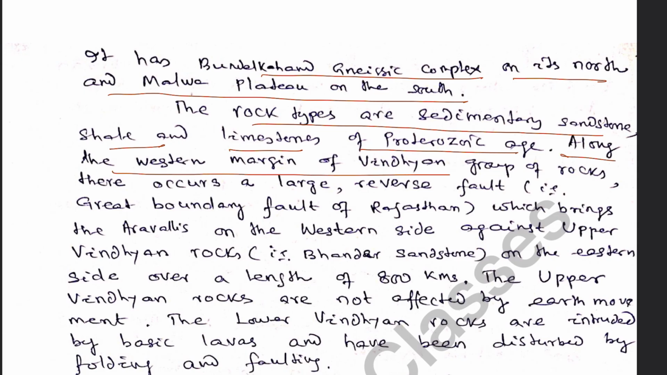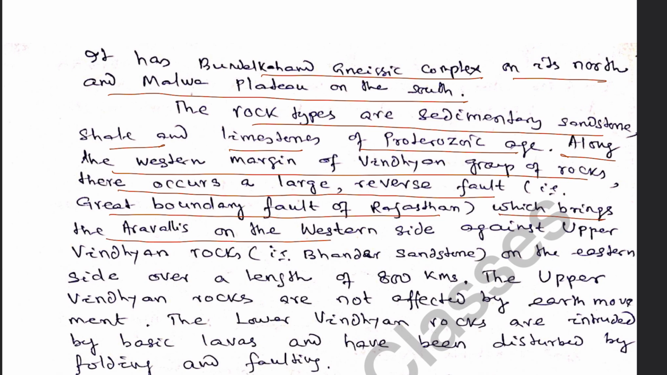Along the western margin of the Vindhyan group of rocks, there occurs a large reverse fault, which is called the Great Boundary Fault of Rajasthan, which brings the Aravallis on the western side against the upper Vindhyan rocks such as Bhander sandstone on the eastern side over a length of 800 kilometers. So this reverse faulting has brought the Aravallis against the upper Vindhyan rocks over a length of 800 kilometers.